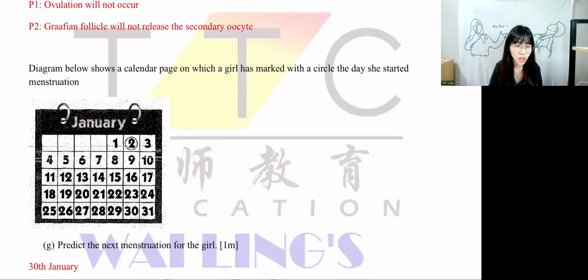Next, we have to do some calculation over here, but it's not the kind where you require a calculator. Try to count one by one. The diagram below shows a calendar page of a girl, with a circle marking the day she started menstruation. She started menstruation on the 2nd of January. Predict the next menstruation for the girl.